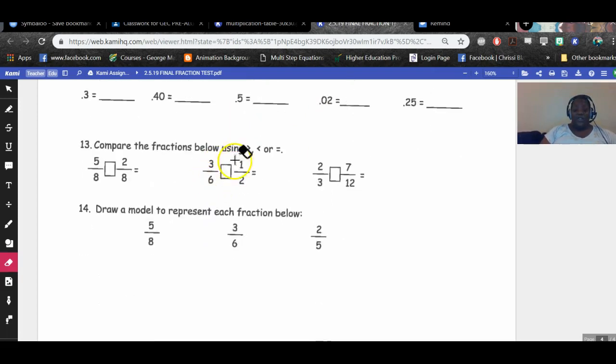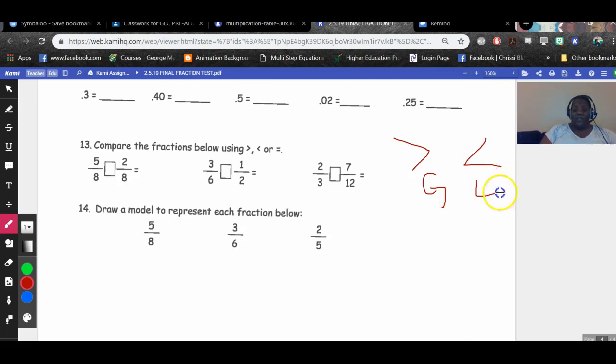Compare the fractions using greater than or less than. Oh my gosh, do you remember when we first started with these? Let me show you. Remember, greater than, less than sign. This way is greater than. This way is less than. Okay, so they have the same bottom numbers. That's going to be easy to compare. Which one is bigger? This way, greater than.